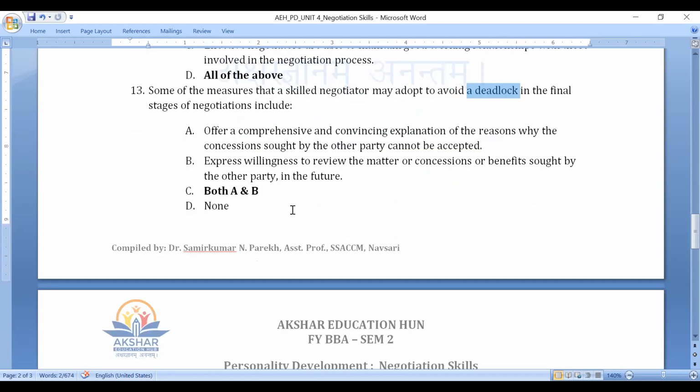A, offer a comprehensive and convincing explanation of the reasons why the concessions sought by the other party cannot be accepted. As a skilled negotiator, you should be able to explain to the other party very skillfully and effectively why the proposal made by them is not acceptable. Or express willingness to review the matter, concession or benefit sought by the other party in future. If you are not ready to accept those proposals, don't refuse them upfront. You can leave it for the future and say that we will look into this matter in future. So these are the 2 skills that you can apply as a good negotiator.